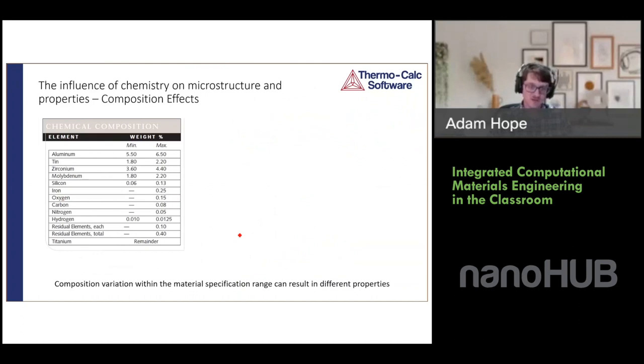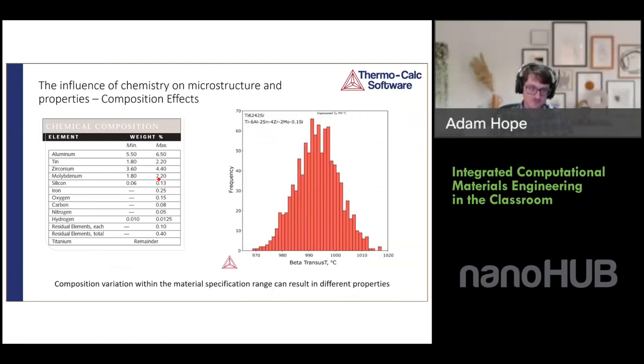And as I have already alluded to, chemistry is also important, right? We need to understand the chemistry effect. When you're buying material or getting material from somewhere, it's going to have a chemistry spec range. You may even specify your own spec range that's more narrow than what, for example, the ASTM spec has specified. And properties change as a function of chemistry.